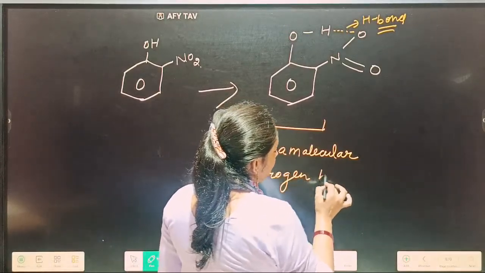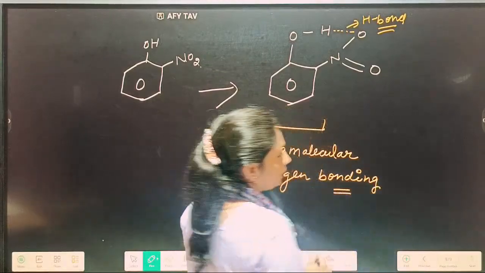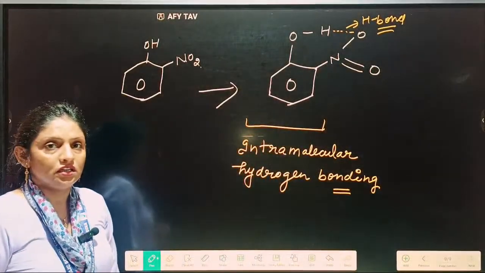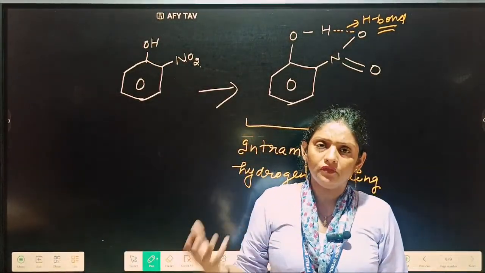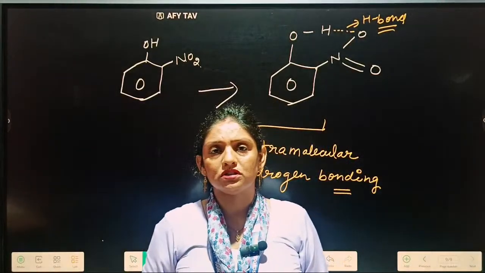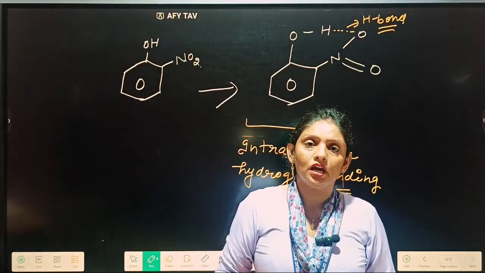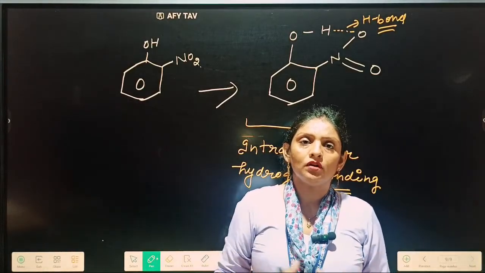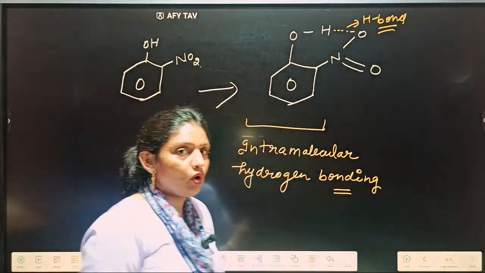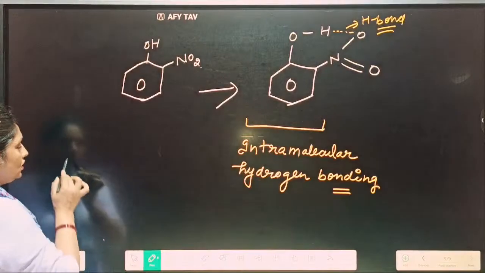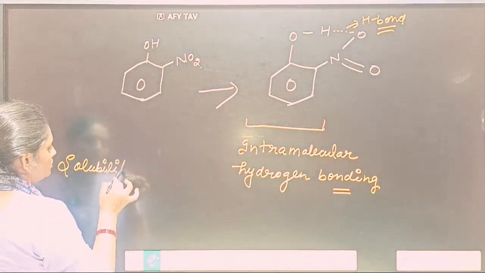Intramolecular hydrogen bonding. Okay. So students, if hydrogen bonding takes place between different molecules, in different substances, in different compounds, then it is known as intermolecular hydrogen bonding. But if hydrogen bonding takes place in the same compound, then it is known as intramolecular hydrogen bonding. Students, you know, if hydrogen bonding takes place, then solubility also increases.